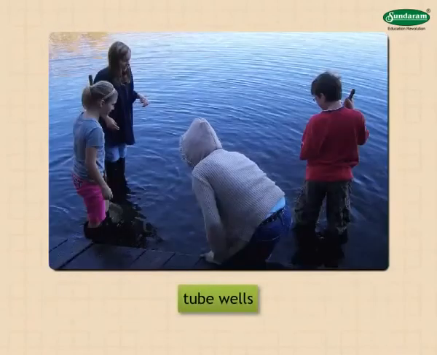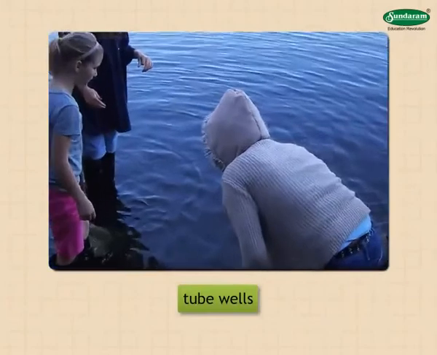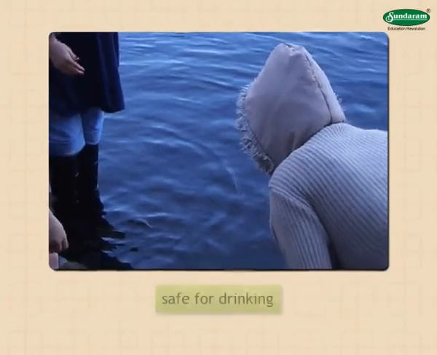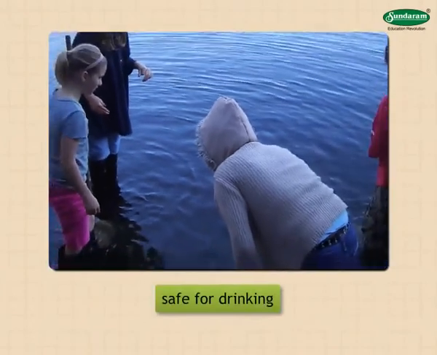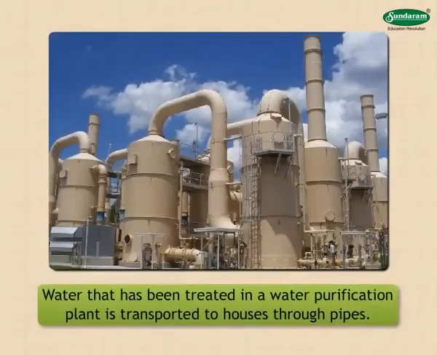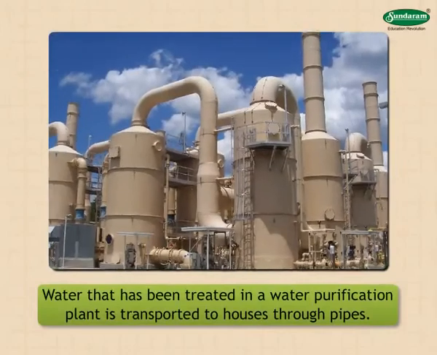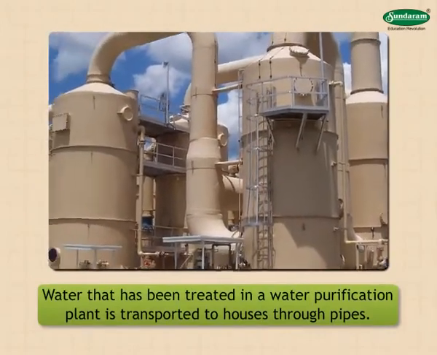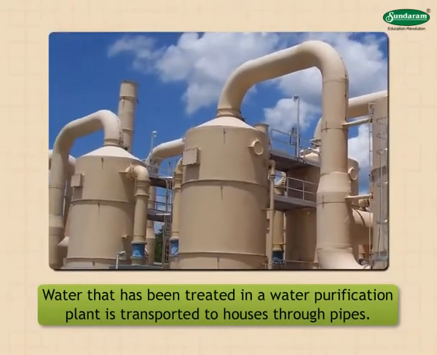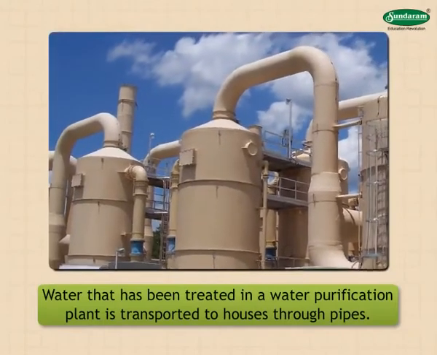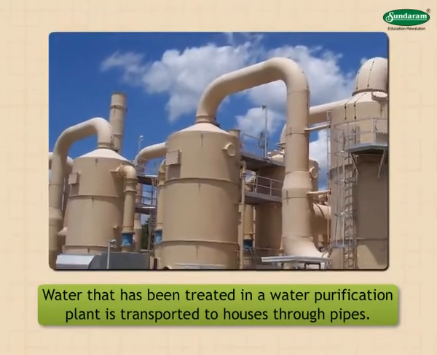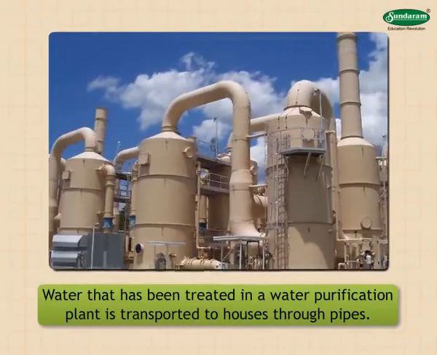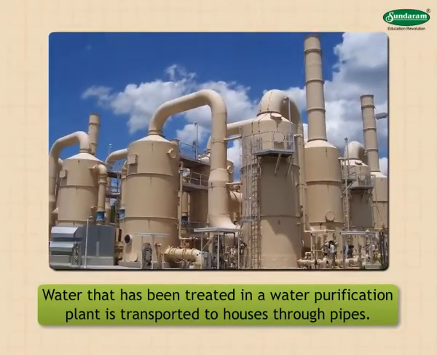We cannot drink the water we get from these sources as it is. It has to be made safe for drinking. Water that has been treated in a water purification plant is transported to houses through pipes. This mostly keeps the water quite clean. It has very little of soil particles or rubbish in it.